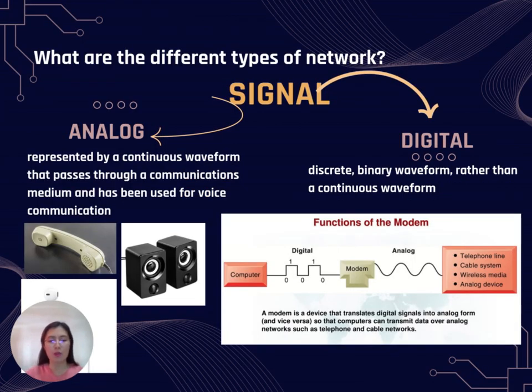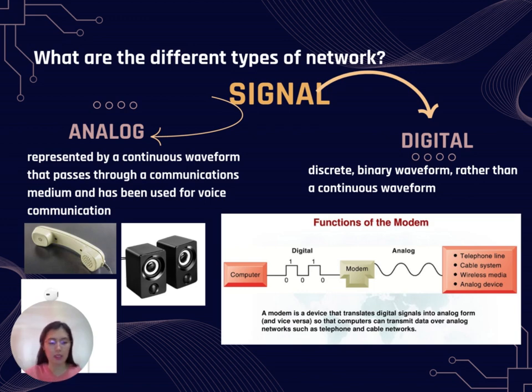There are two ways to communicate a message in a network, either using an analog signal or a digital signal. An analog signal is represented by a continuous waveform that passes through a communication medium and is used for voice communication. The most common analog devices are the telephone handset, the speaker on your computer, or your iPad earphone, all of which create analog waveforms that your ear can hear.